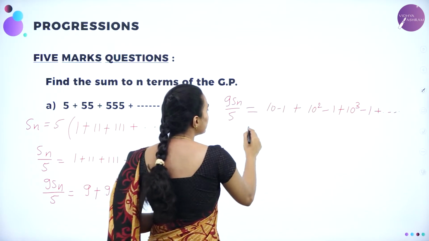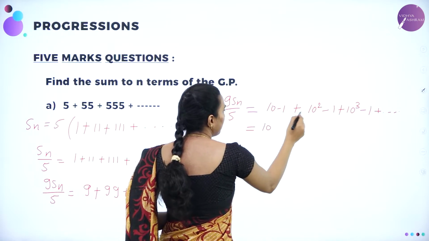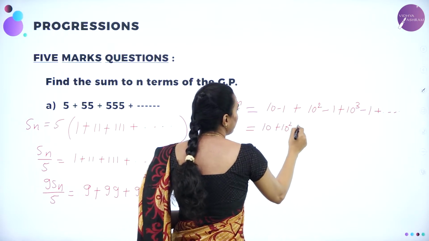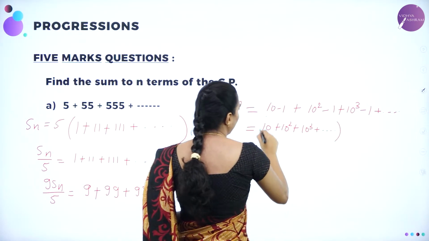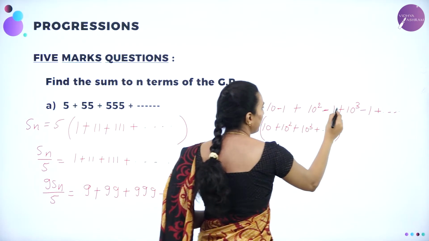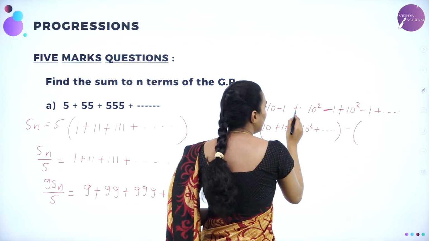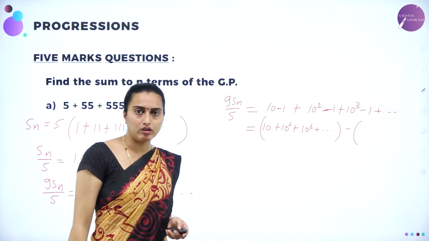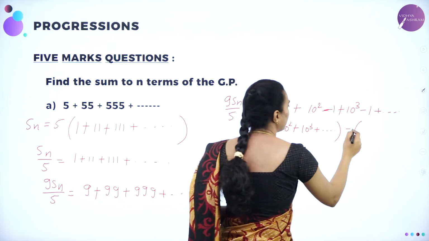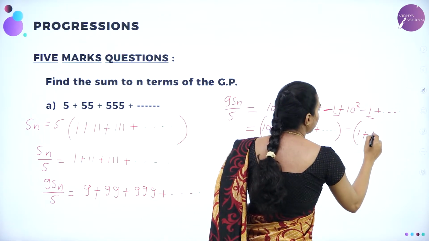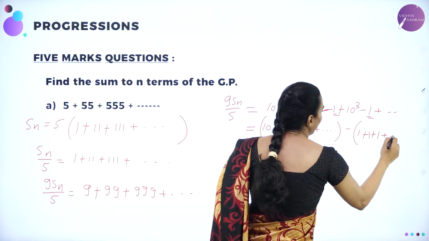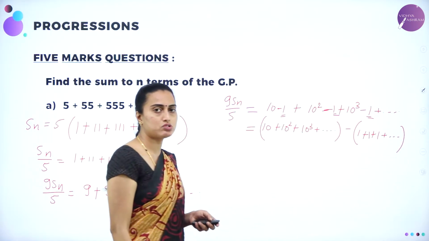Therefore, now you can separate as 10 plus 10 squared plus 10 to the power of 3 plus etc. Again, the minus sign is there. See, the minus sign I'm writing here. Now, minus into plus is minus only, so I am going to write here all the plus terms: 1, 1, 1 like that. 1 plus 1 plus 1 plus 1. It will continue up to n terms.